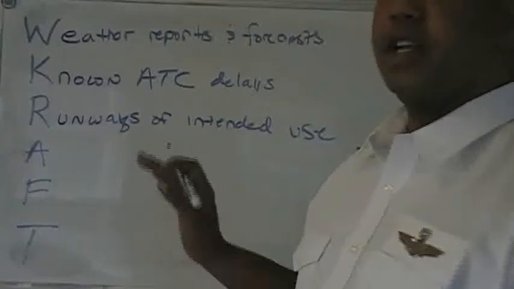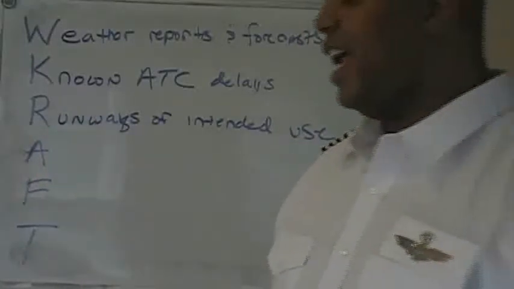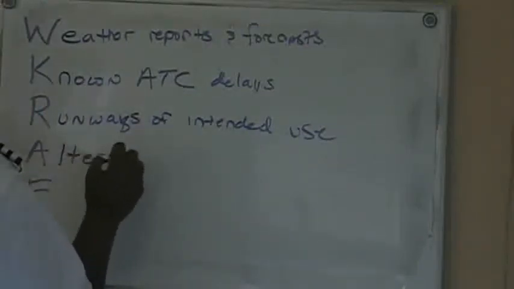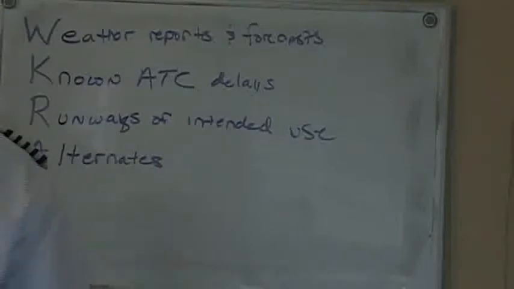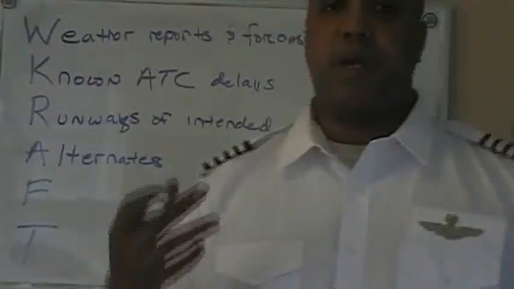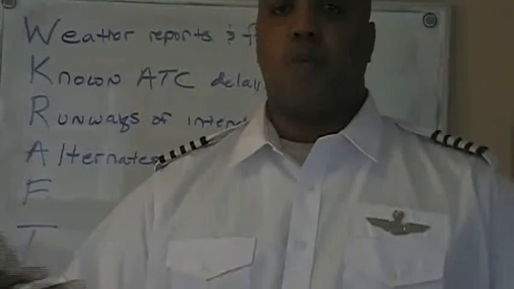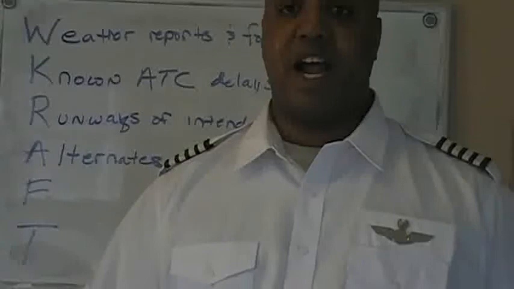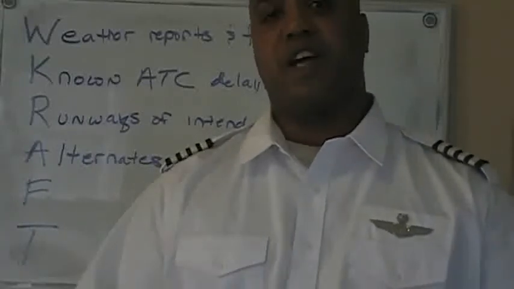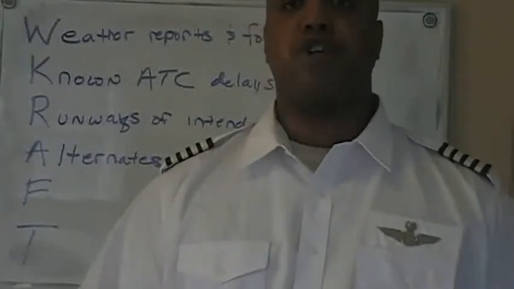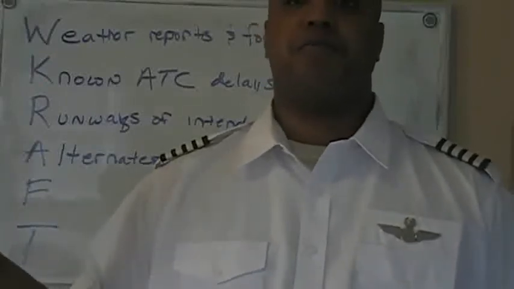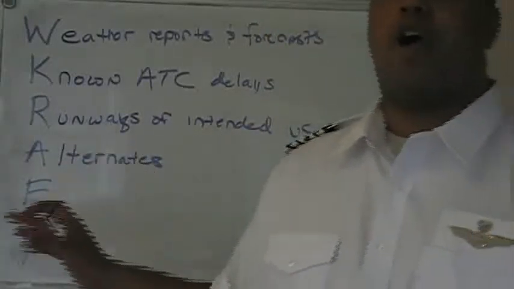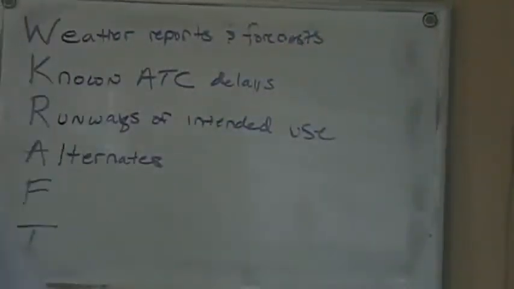So runways of intended use, which brings us into A in our acronym WKRAFT, which is alternates. Alternate airports. If my flight cannot be completed, I always have to think about where's another airport? Where can I land? Can this runway or airport accommodate my aircraft? Okay, if you're a professional pilot and you're flying high-performance larger airplanes, you can't land on a 2,000-foot runway. So you have to think about alternates if the flight cannot be completed.